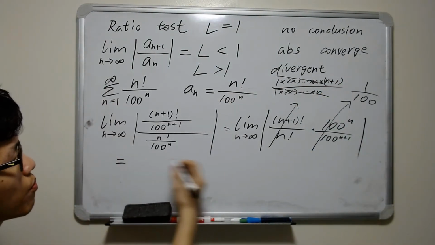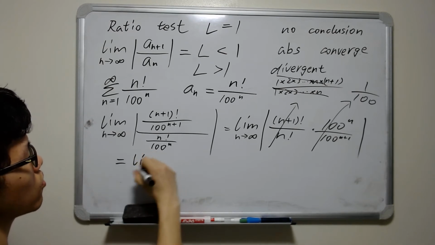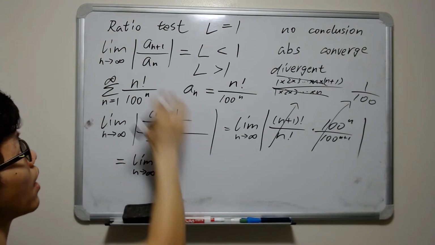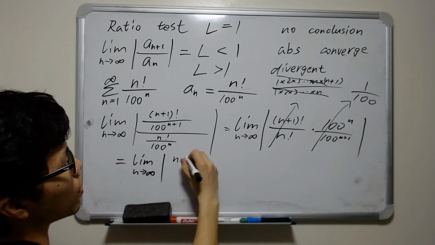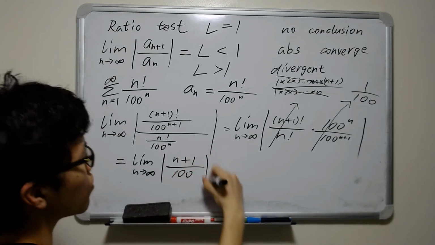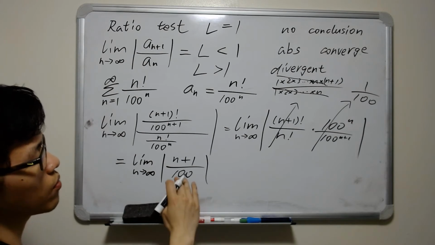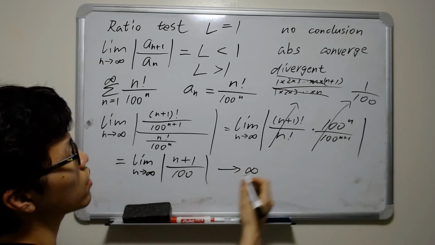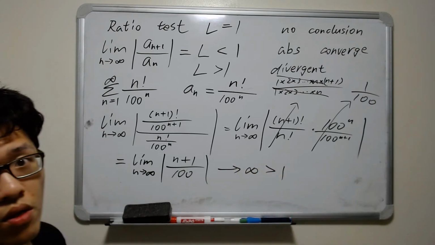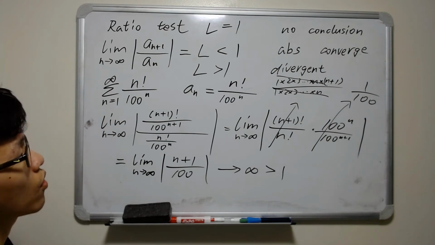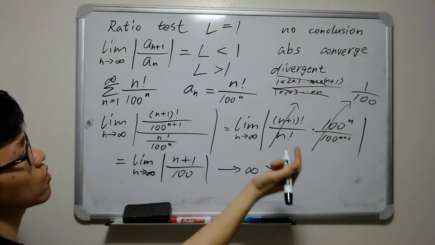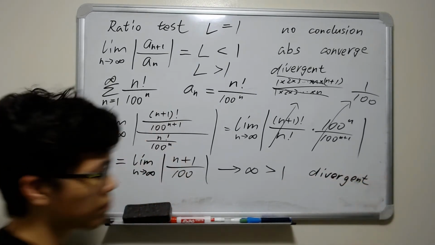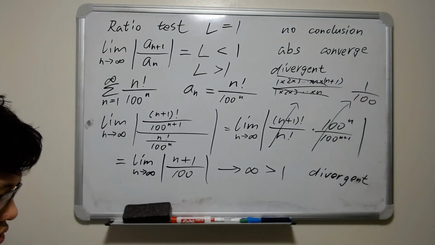So this will be the limit as n goes to infinity of the absolute value, and don't forget the absolute value when we apply the ratio test, of (n plus 1) over 100. Okay, so we can see the bottom is a finite number, and the top goes to infinity. So this limit goes to infinity, which is greater than 1, which means this series is divergent. Okay, so this is the ratio test.